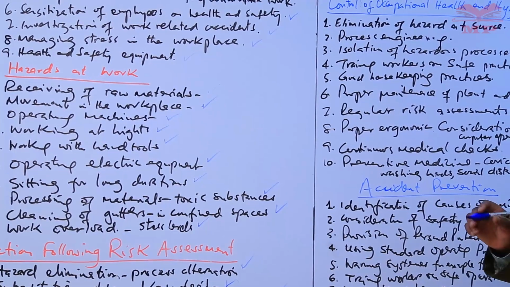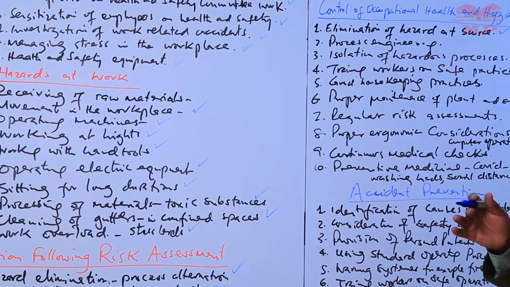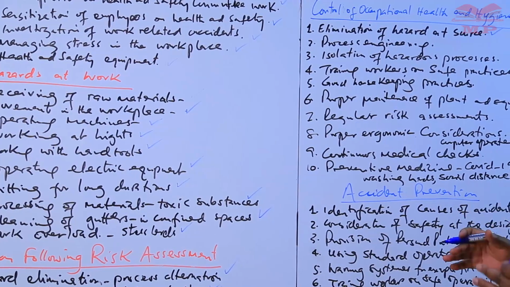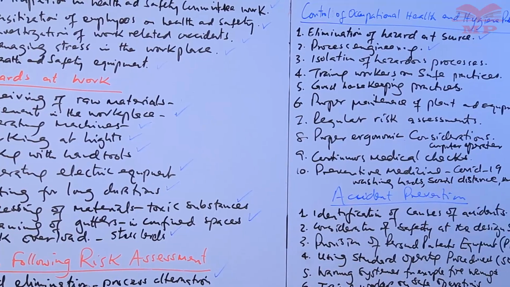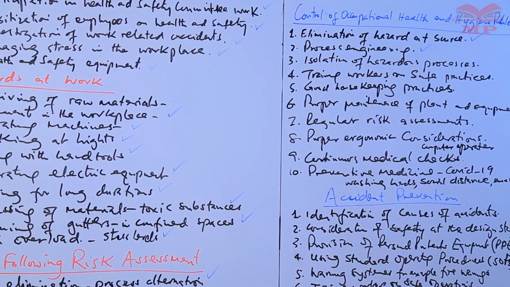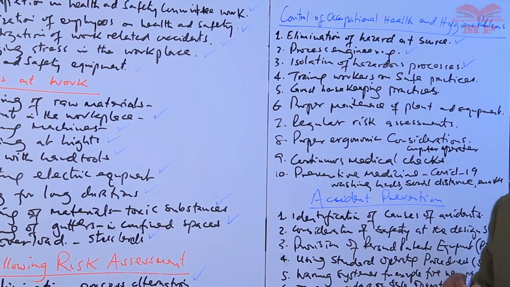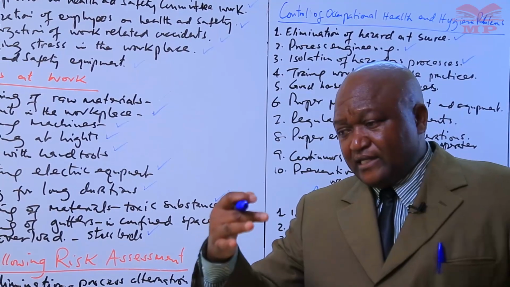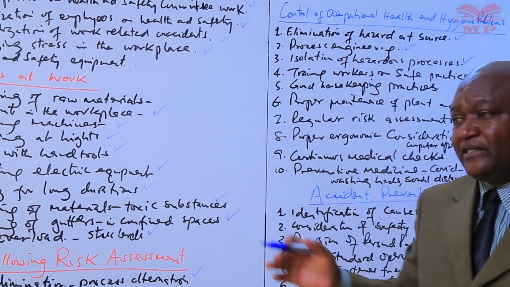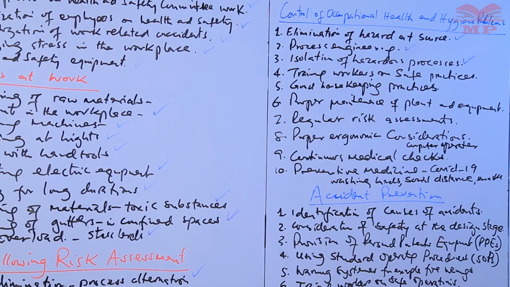So how can organizations sort out that issue of health and hygiene problems? So one, elimination of hazard at source. At the design stage, ensure you design the machine or the process well. Then process engineering, the way the processes are carried out, that can also be corrected. Isolation of hazardous processes, and we say like in a hospital setting, the dangerous, like X-ray related activities are isolated where patients cannot easily access.